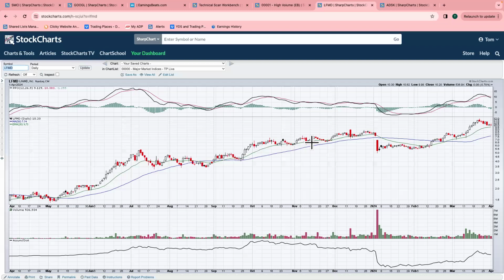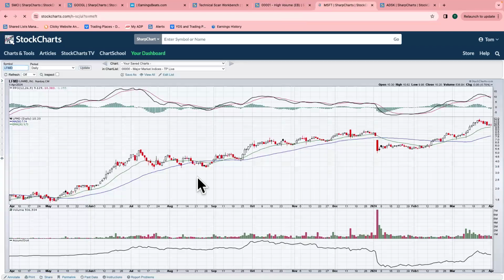Then you've got LFMD, Life MD, pulling back, printed a higher high, but getting close to that 20-day moving average, which is where I would want to get in. Remember, this stock was over $12 a week and a half ago. Now it's at $10.20. That's $1.80 off the high, which is 15%. And it's getting closer to the 20-day. The closer it gets to the 20-day, the better my reward to risk looks if I'm using the 20-day as my stop.